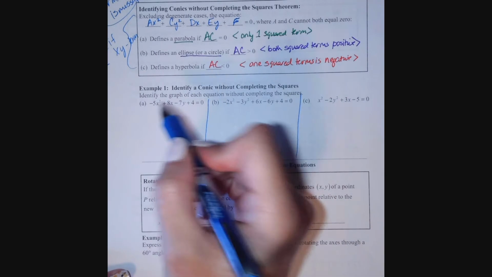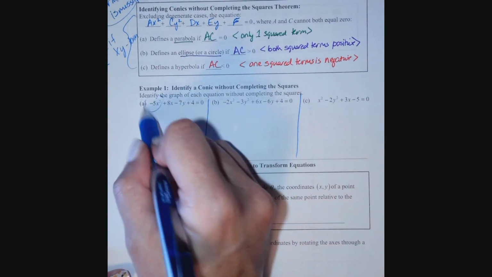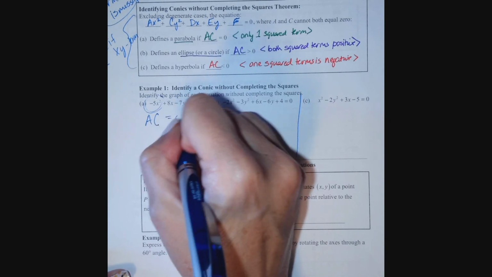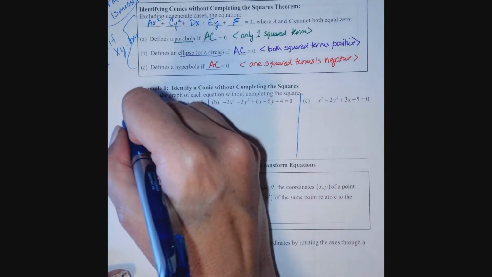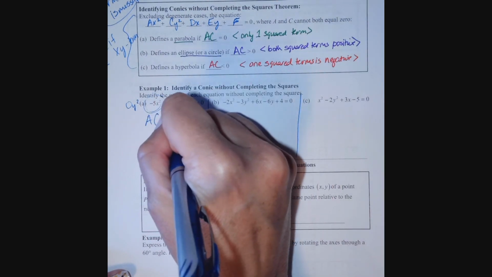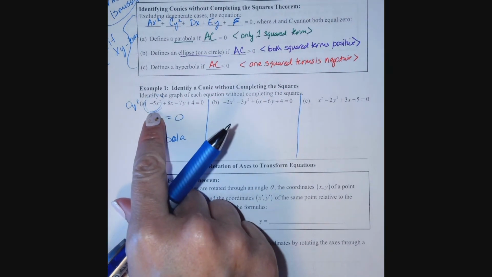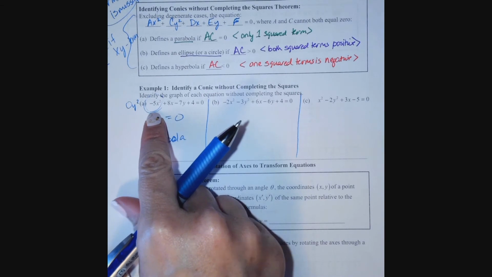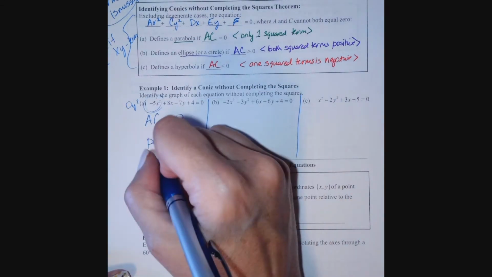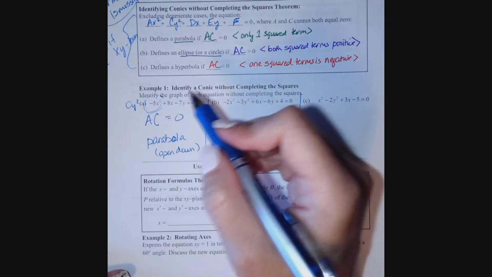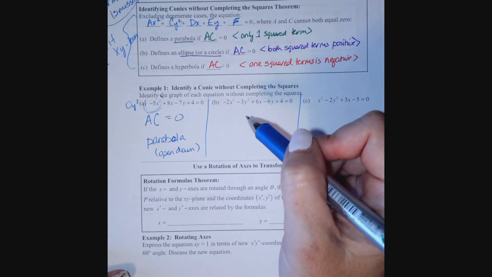For the first equation, I have an x squared term. I don't have a y squared. So that means if I multiplied a times c, those 2 coefficients, I would get 0 because my y squared term would be 0y squared. So that means that this equation will give me a parabola. It's an x squared parabola. In fact, it's a negative x squared parabola, so that parabola would open down. If it were a y squared parabola, it would open either left or right.